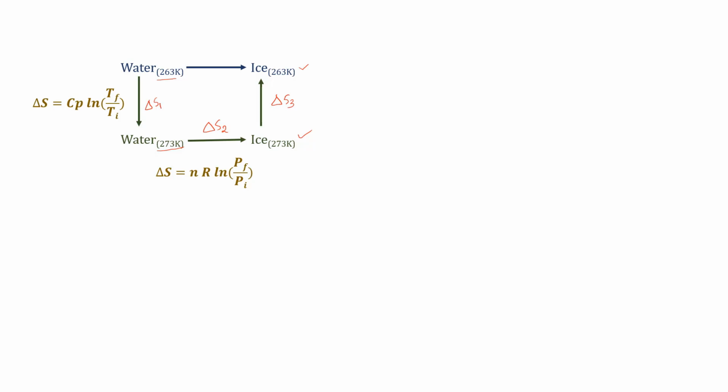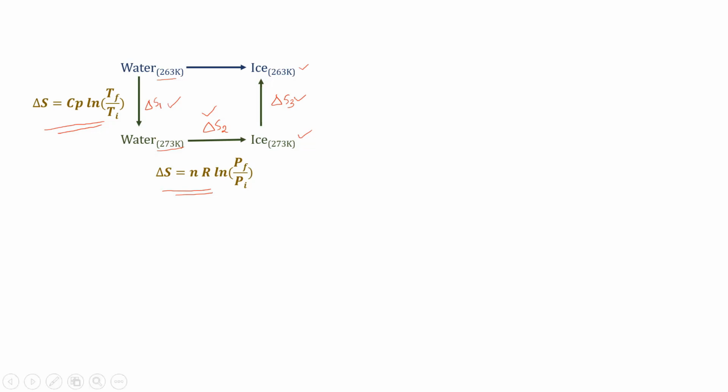To calculate delta S1 and delta S3, we can use the equation delta S equal to Cp ln Tf by Ti. For the first conversion, water at 263 to water at 273, Cp would be Cp water, and for delta S3, Cp would be Cp ice. Tf and Ti are final and initial temperature. For calculating delta S2, we can use the equation delta S is equal to nR ln Pf by Pi, and the sum of delta S1, delta S2 and delta S3 would be the total change in entropy of the system.